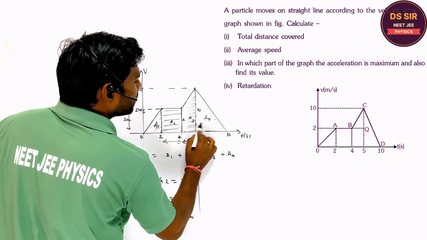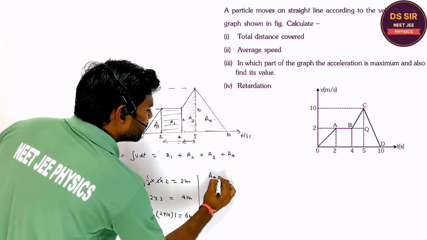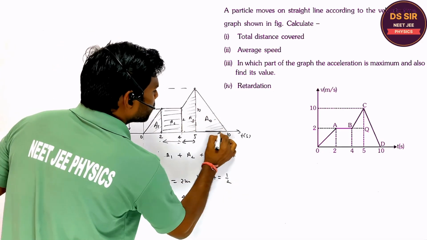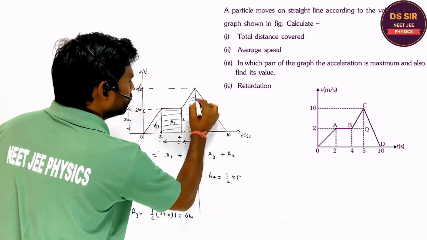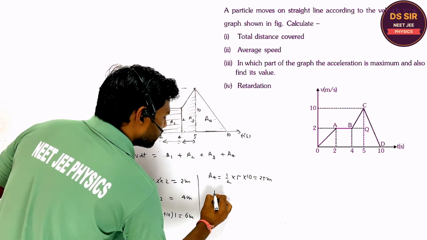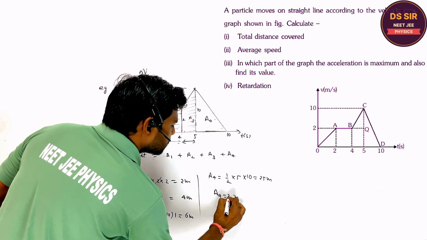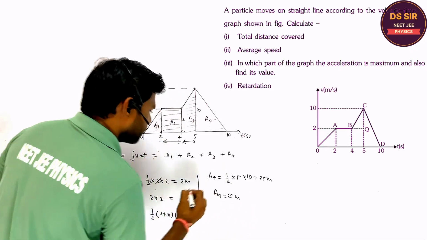And again this is the triangle, the A4. How to find the A4? It is nothing but 1 by 2 base into perpendicular distance, right? It is 25 meter, right? This is 25 meter, right?